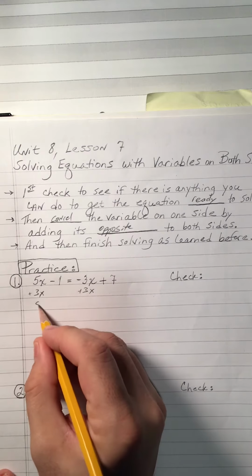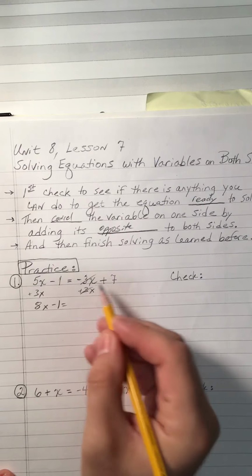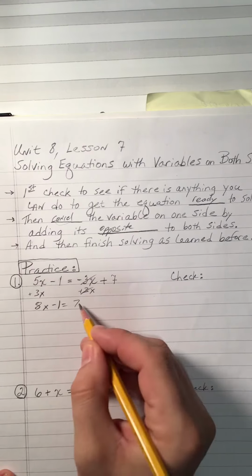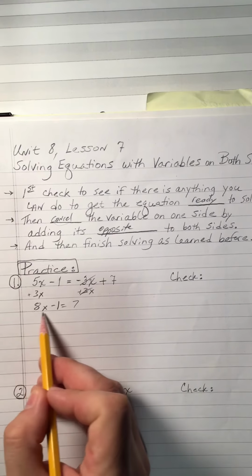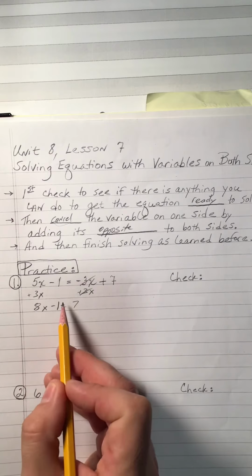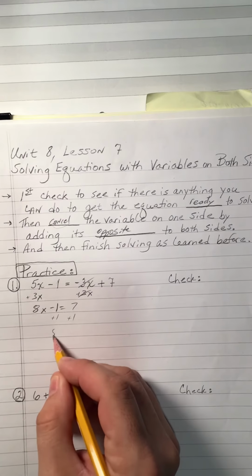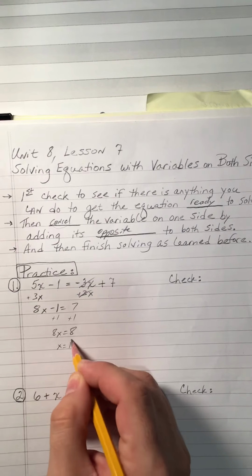5x plus 3x is 8x. I'm still going to keep the minus 1. They cancel out like we wanted, or zero out the variable on this side, and I still have that 7. Now I got my variable on the left. Don't want to touch that. I want to get rid of the minus 1, so I'm going to add 1 to both sides, and I get 8x equals 8. I'm going to divide by 8, and I get x equals 1.